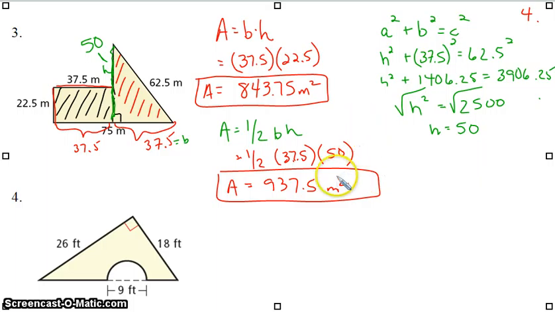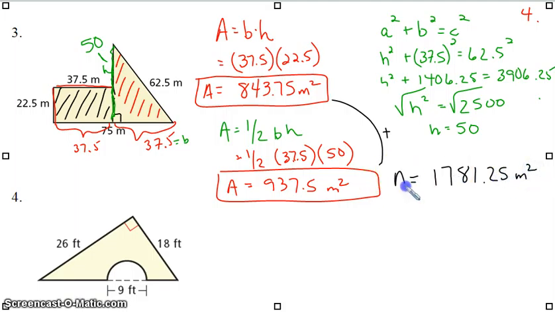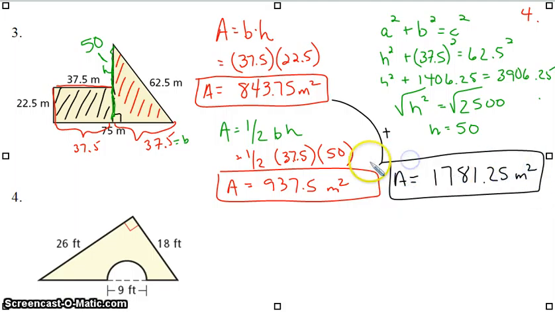Now, to get our total area, we know that we're going to have to take these two and add them together. So let's go ahead and take 843.75 plus 937.5, and we're going to end up with a total area of 1781.25 meters squared. There's your total area for this composite figure. So sometimes we're going to have to do some extra work here. We had to do the Pythagorean theorem off to the side, but as soon as we got that, we were able to get our total area. That's excellent.